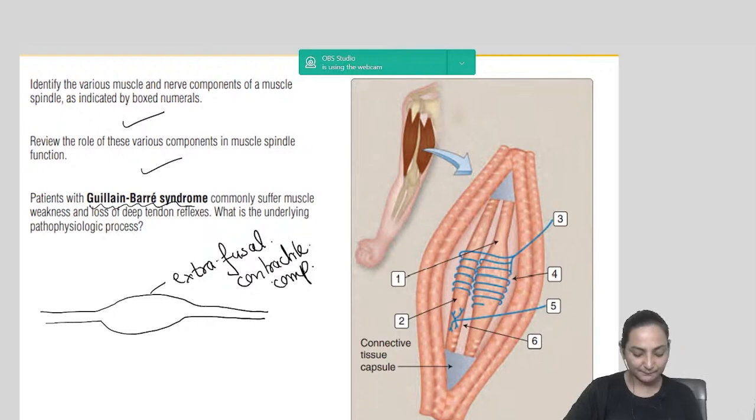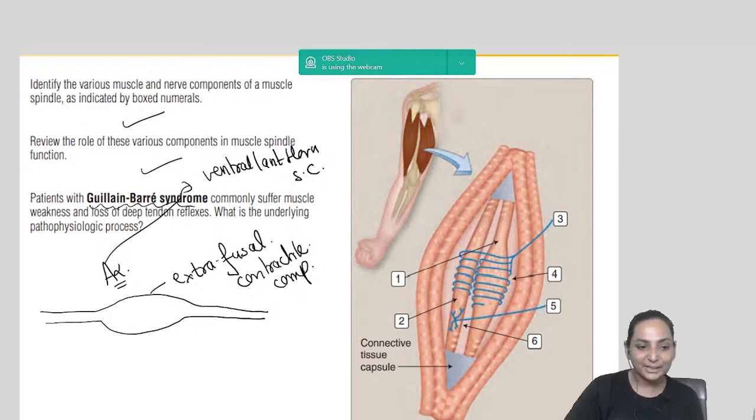This extrafusal muscle fiber is supplied by alpha motor neurons. And where are these alpha motor neurons? They are present in the ventral or anterior horn cells of the spinal cord. Now, to separate this extrafusal muscle fiber from the muscle spindle, which is present inside, we have named it the intrafusal muscle fiber, to differentiate it from the extrafusal muscle fiber.